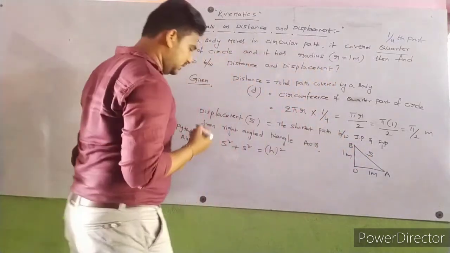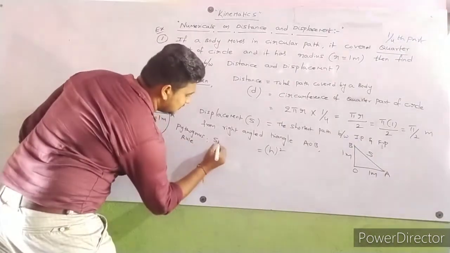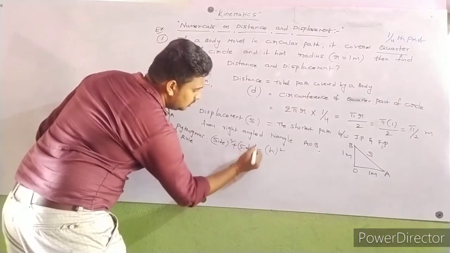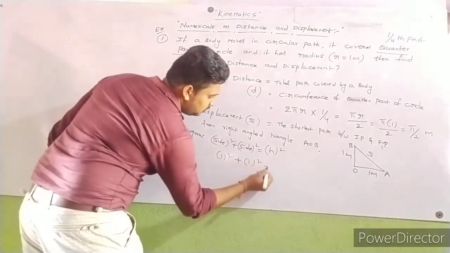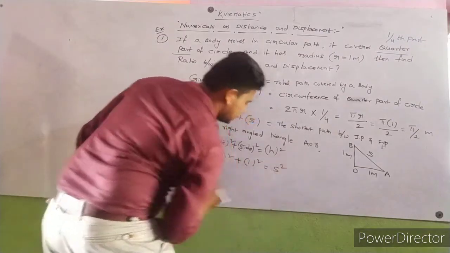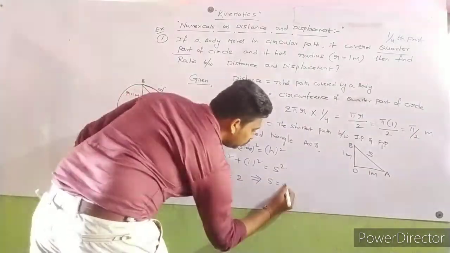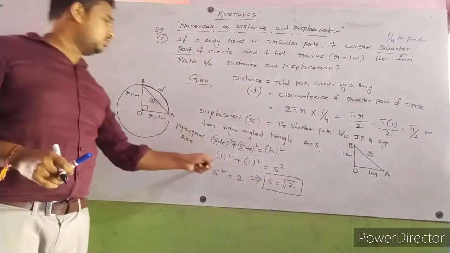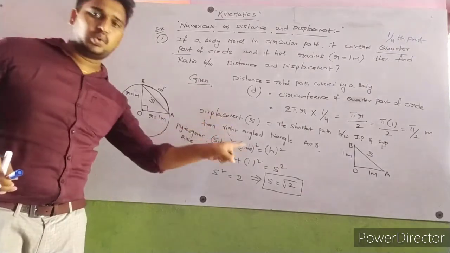So from this, side square plus side square is equal to hypotenuse square. Side square is 1 square plus 1 square is equal to s square. So finally we got s square is equal to 1 plus 1, which is 2. Then s is equal to root 2. So displacement s is equal to root 2.